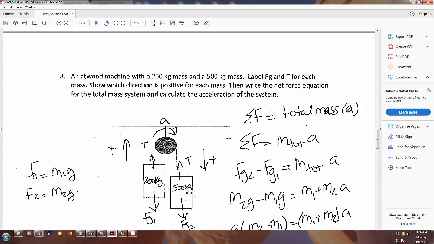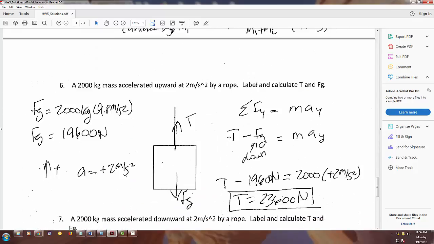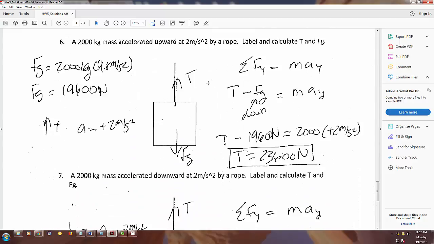When we start accelerating upwards, now we have to define a positive and a negative direction. A positive direction would be the direction of acceleration, which is up. And when we have a one mass system, we're just going to use our convention that up is positive and down is negative. So the tension is a positive vector and the force of weight is a negative vector. And if you're accelerating upward, you're going to plug it in as a positive acceleration.